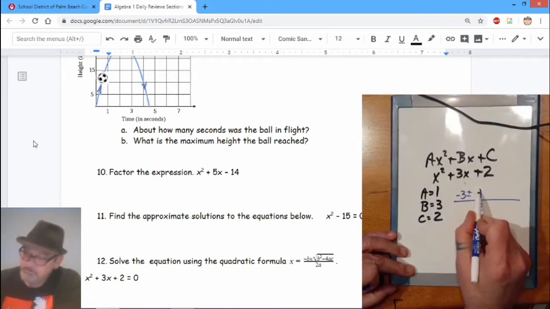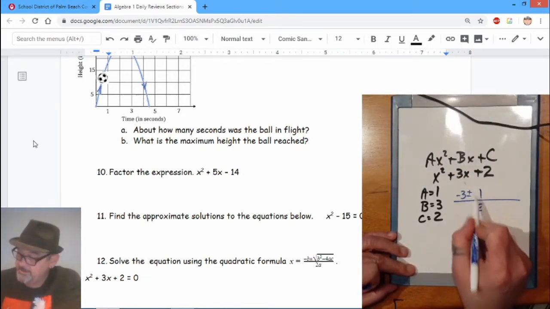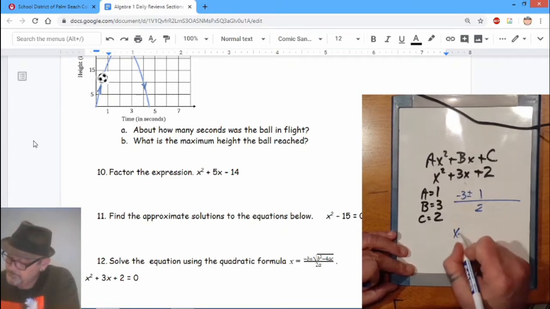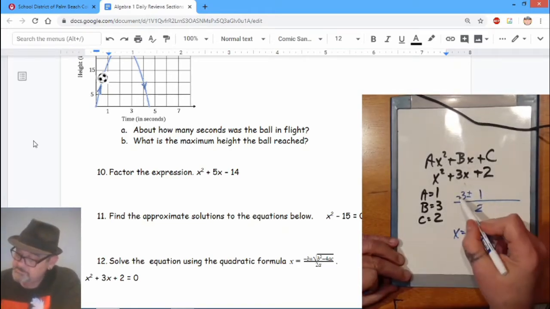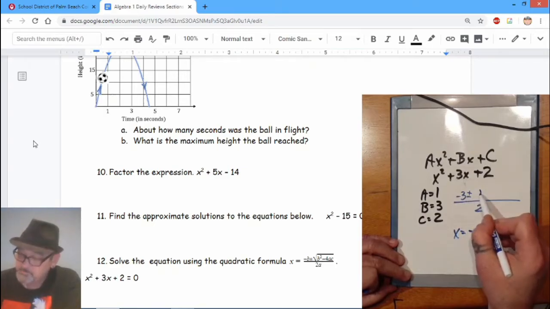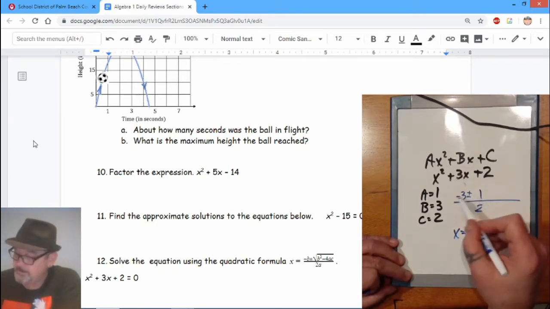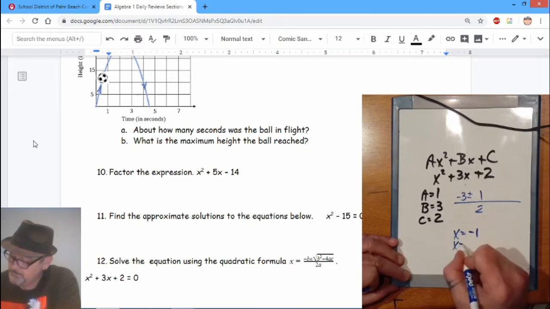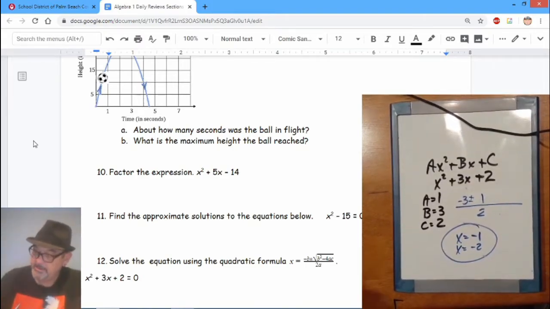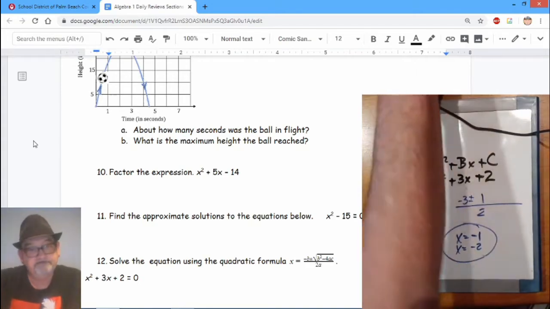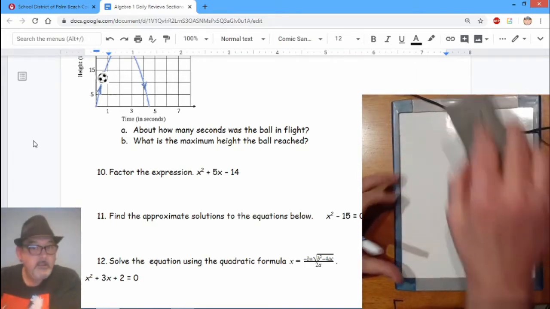Negative 3 plus 1 is negative 2, and negative 2 divided by 2 is negative 1. So one of my x values is negative 1. The second one, negative 3 minus 1, is negative 4, and negative 4 divided by 2 is negative 2. So there you go. X equals negative 1, and x equals negative 2. All right.